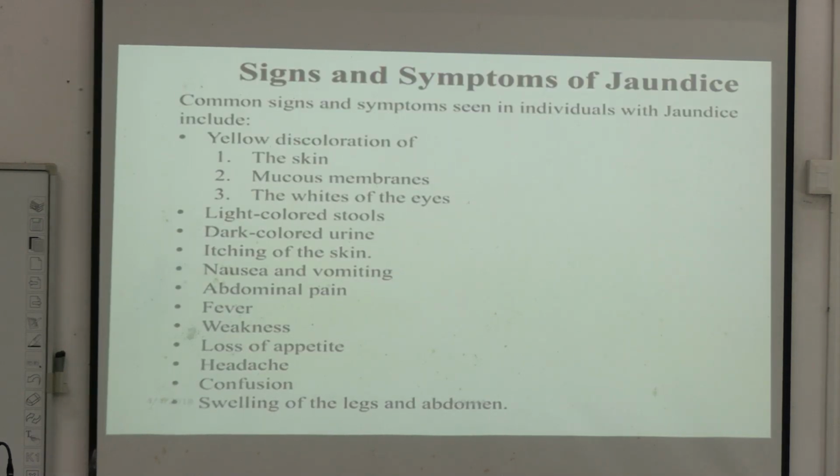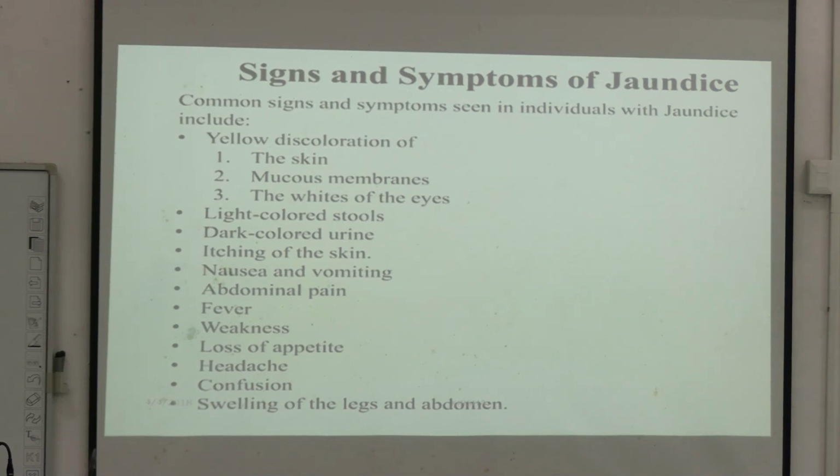Signs and symptoms of jaundice: yellowish discoloration of the skin, mucous membrane, and sclera. Sclera is very important. So yellowish discoloration of skin and sclera is called jaundice. If only skin, it might not be jaundice. Light colored stool, dark colored urine, itching of the skin, nausea, vomiting, abdominal pain, fever, weakness, loss of appetite, headache, confusion, swelling of legs and abdomen.